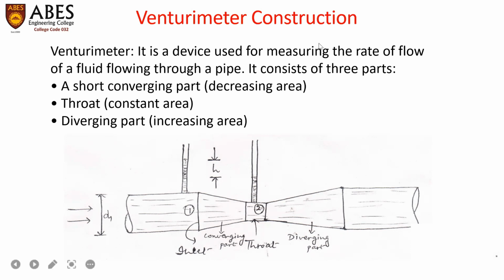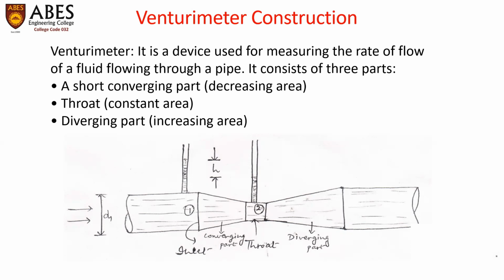Now see the construction of Venturimeter. It consists of a converging part, which is a small zone having the decreasing area. Then in between there is a throat, which is having the constant area. And finally, it has a diverging part or diverging cone, which is having the increasing area. So these are the three components of the Venturimeter, which are fitted in a pipeline.